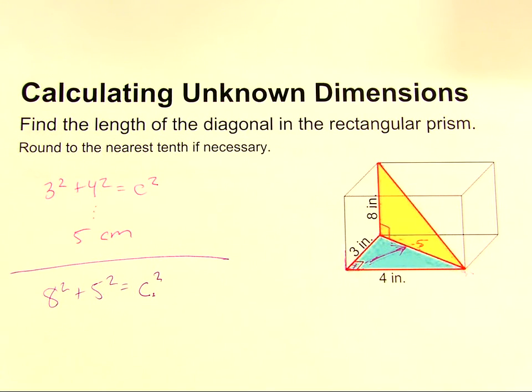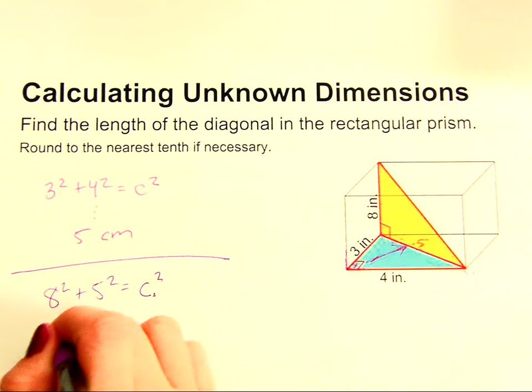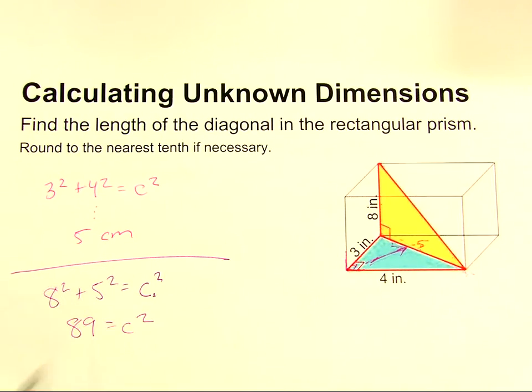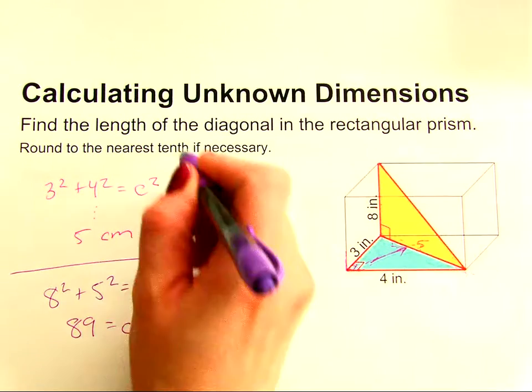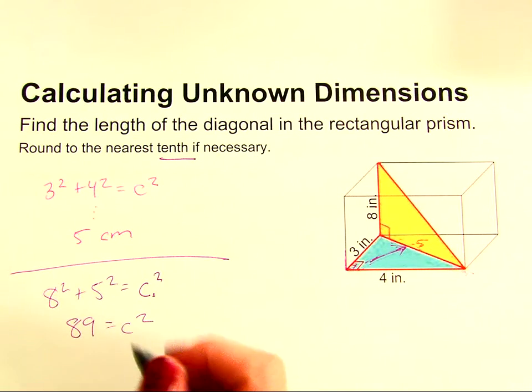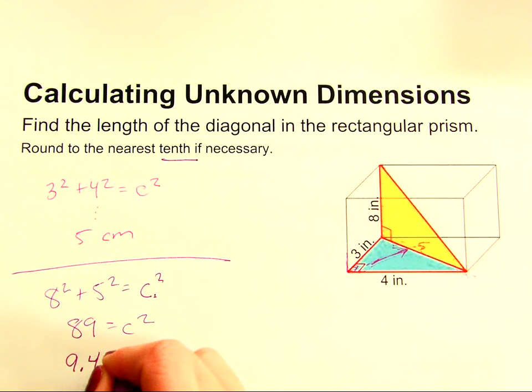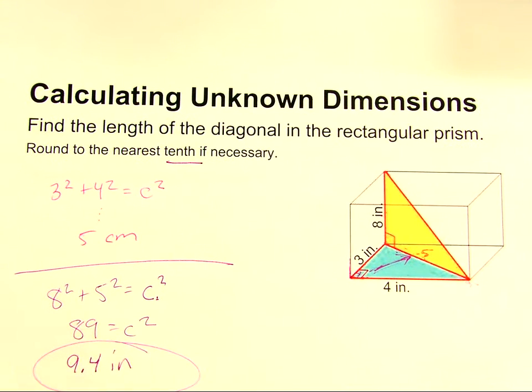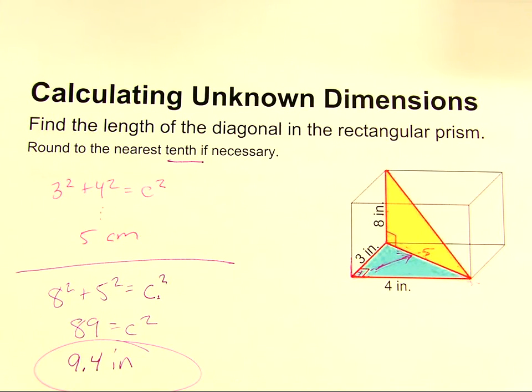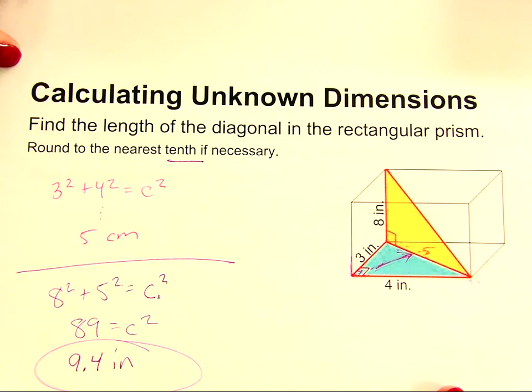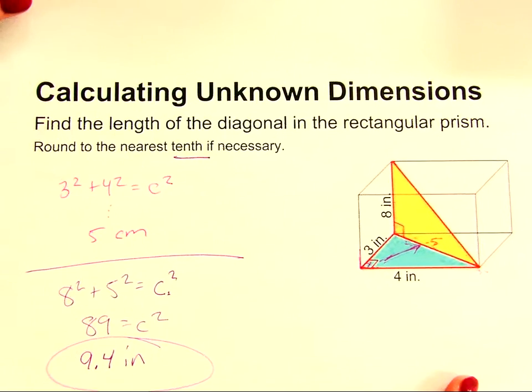So 8 squared plus 5 squared gives me 89. Take the square root of 89 to the nearest tenth, we get 9.4 inches. So for this one, we kind of had to do the Pythagorean theorem twice. So we're going to look at a couple examples of the rectangular prism.